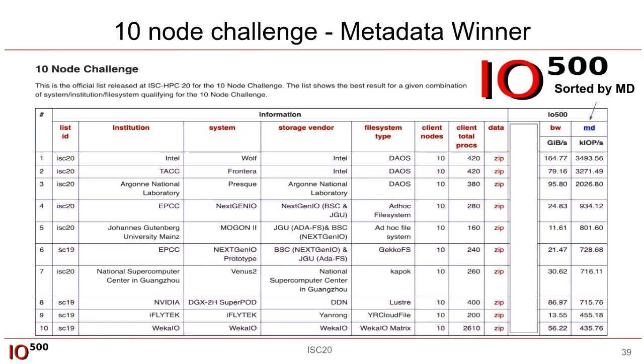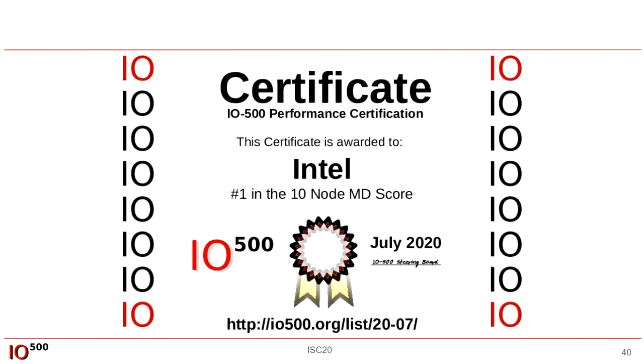Next thing that we're going to look at is the metadata performance. And again, Intel with their DAOS system has improved, and they are currently looking at 3,400, almost 3,500 kIOPS for the 10 node challenge. So again, for Intel, thank you very much and congratulations.